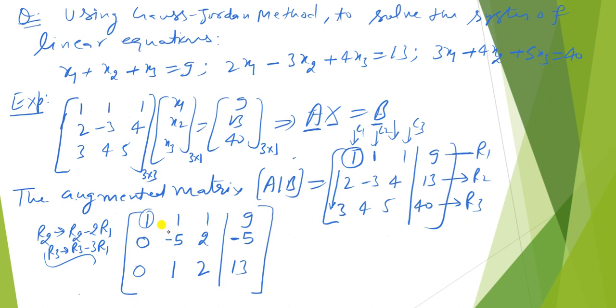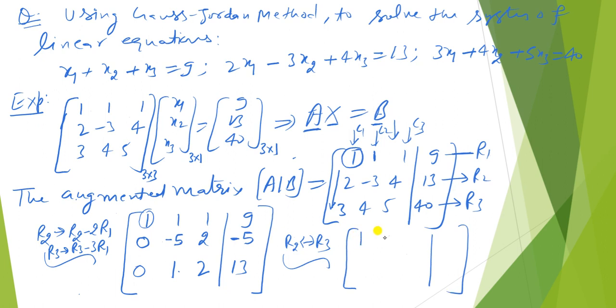So this is the key element, and this key element is minus 5. Either we divide this row by minus 5, then this element becomes 1, or we can interchange the rows, that is, if we interchange R2 with R3, then this element becomes 1 with the help of a change of two rows, that is R2 and R3. So the reduced matrix changes only the second and third row.